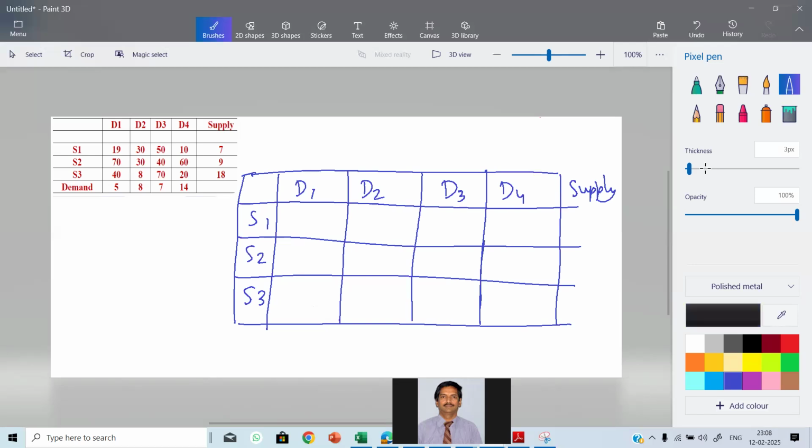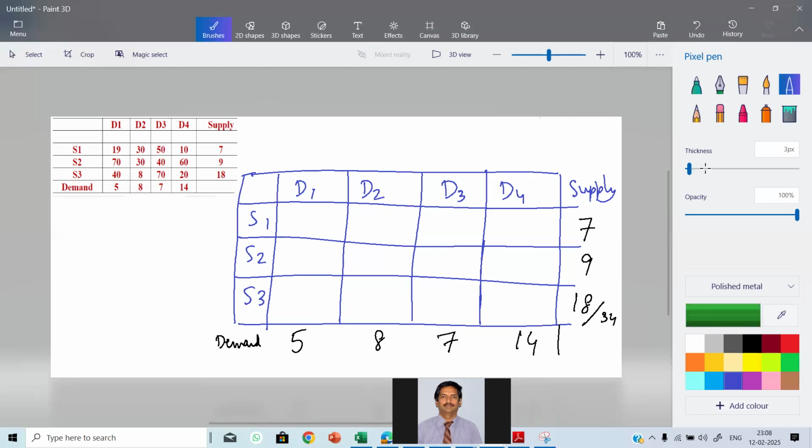Now, for your understanding, I'm taking different colors: supplies 7, 9, 18. Demand for the stations are 5, 8, 7, and 14. Total supply 7 plus 9 plus 18 is 34. Demand 5 plus 8 is 13, plus 7 is 20, plus 14 is 34, right. When these two are equal, then only we can start the transportation problem. They must be equal, right?